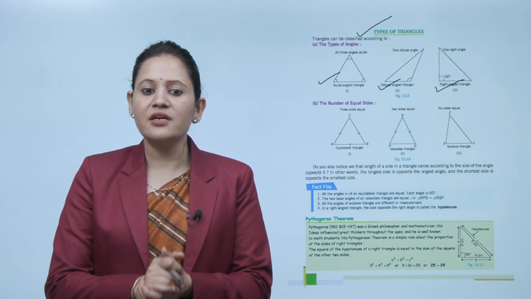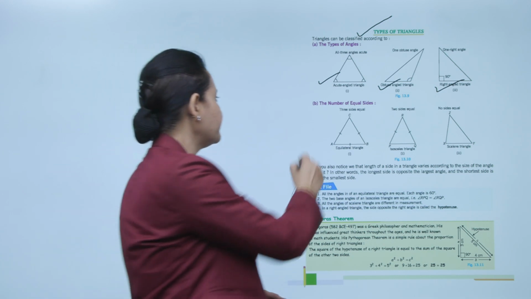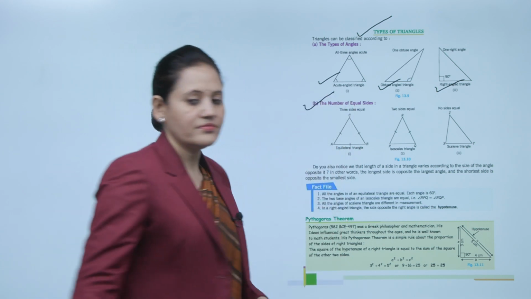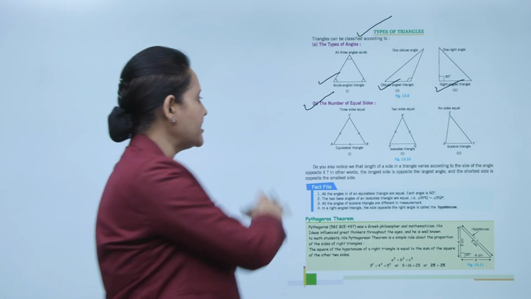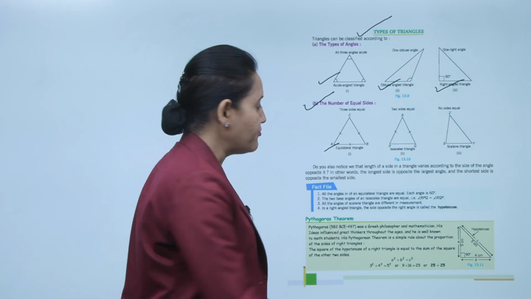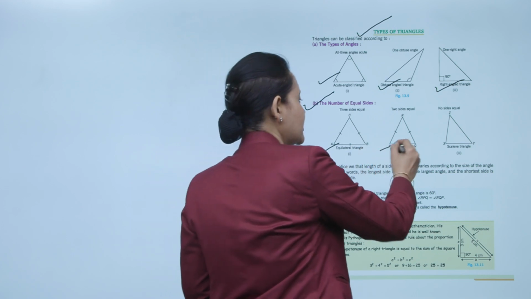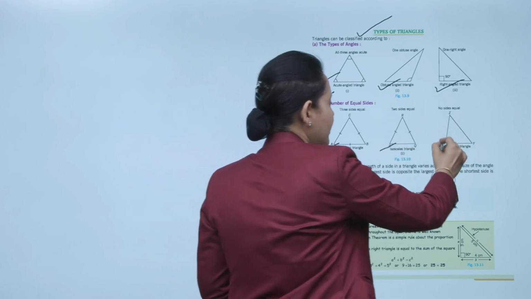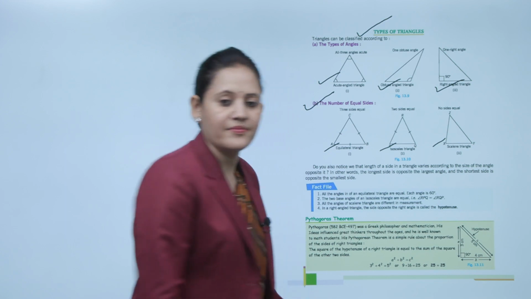Next is the number of equal sides. In the first triangle, all 3 sides are equal, so this is called an equilateral triangle. If 2 sides are equal, it is an isosceles triangle. No sides equal means a scalene triangle.